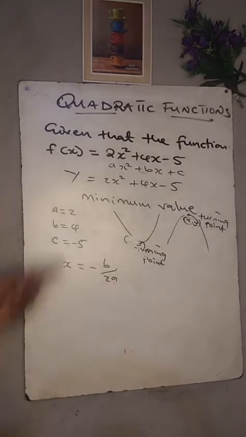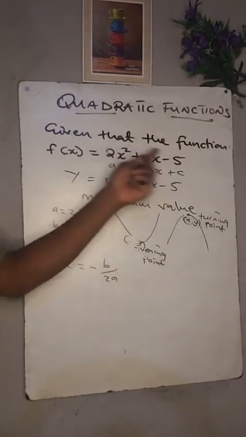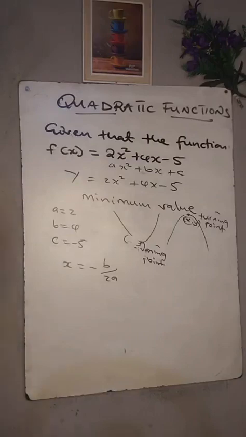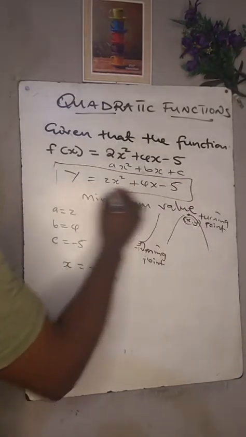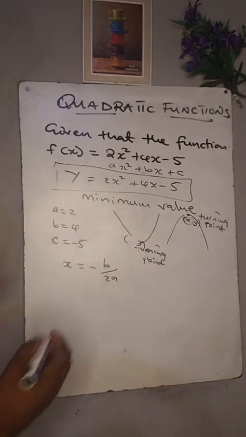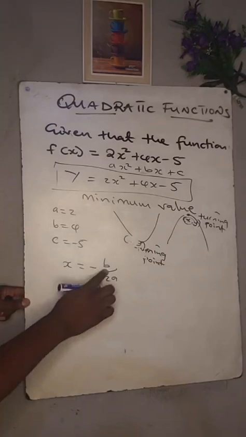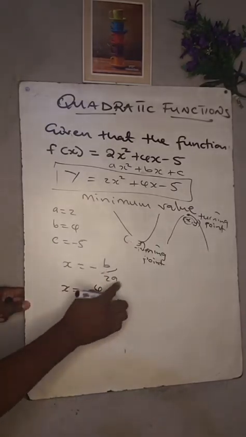And for the y, we use the same function that we have been given. So in other words, we use this when finding the coordinate for the turning point for y. So now let's go. We're going to say x is equal to negative b, our b is 4, so we have negative 4 over 2 times a, our a is 2.